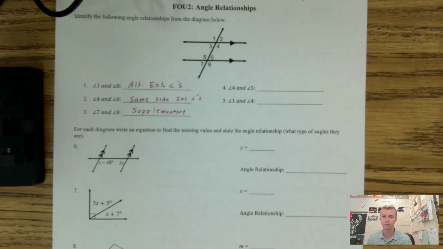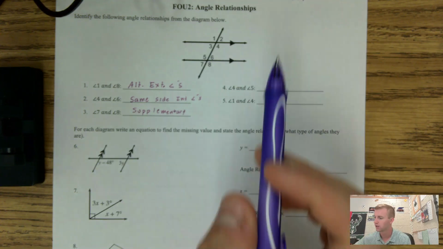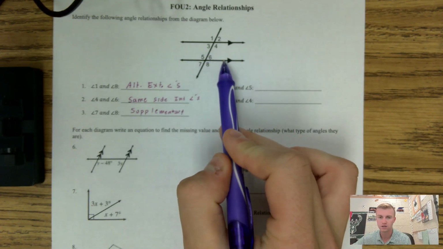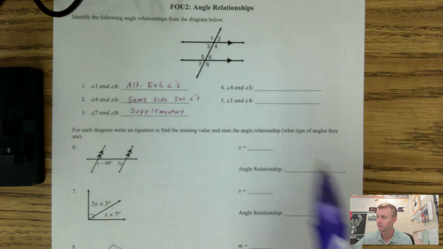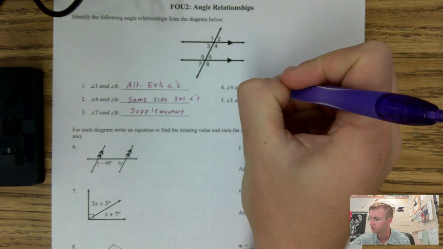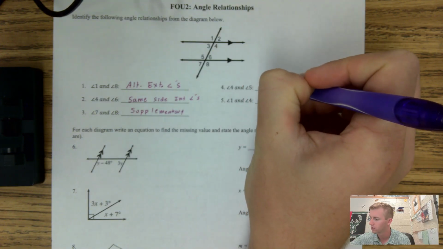All right, two more to go. Number 4, angles 4 and 5, I should say. Since we're inside the parallel lines and we're on the opposite side of the transversal, what we have is what we call alternate interior angles.